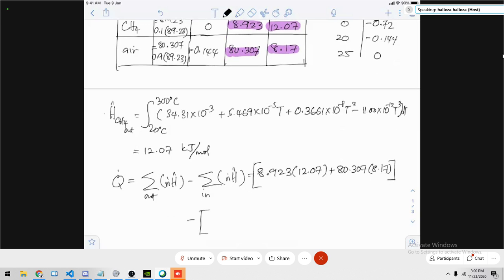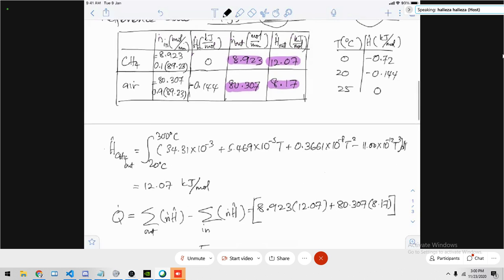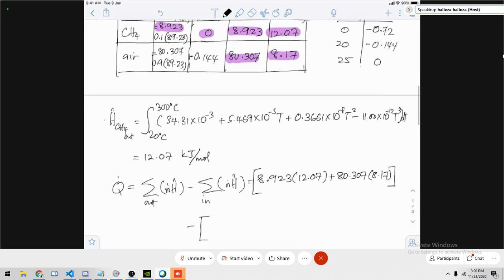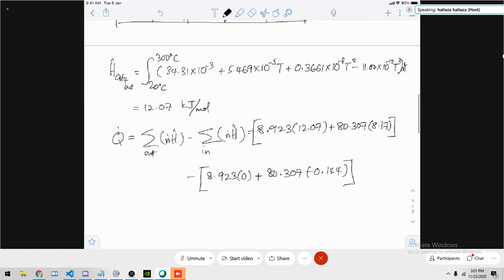Now we're going to look at the inlet. We have for methane its corresponding enthalpy, so it's 8.923 times 0, plus for our air and its corresponding enthalpy, 80.307 times negative 0.144. So now do the calculation. What will be your answer, guys?